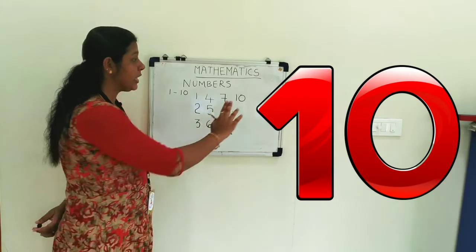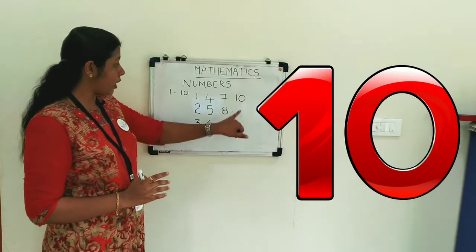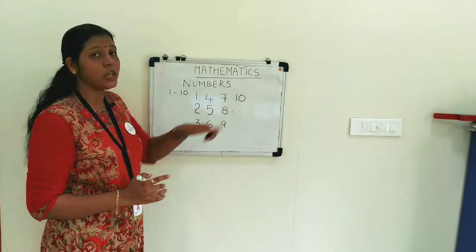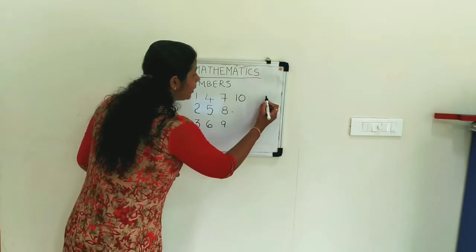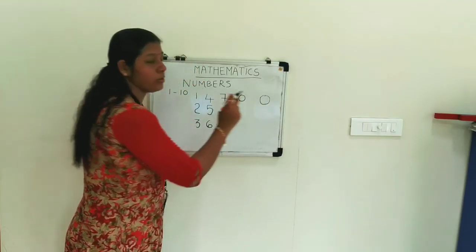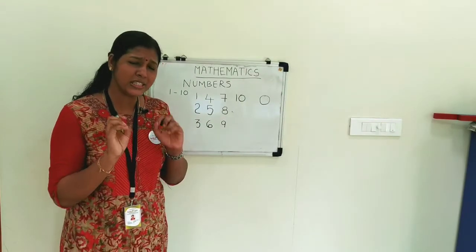This is 10. You have learned 1 to 10, but you have learned a number called 0, right? This is 0. This number is 0. 0 means nothing.